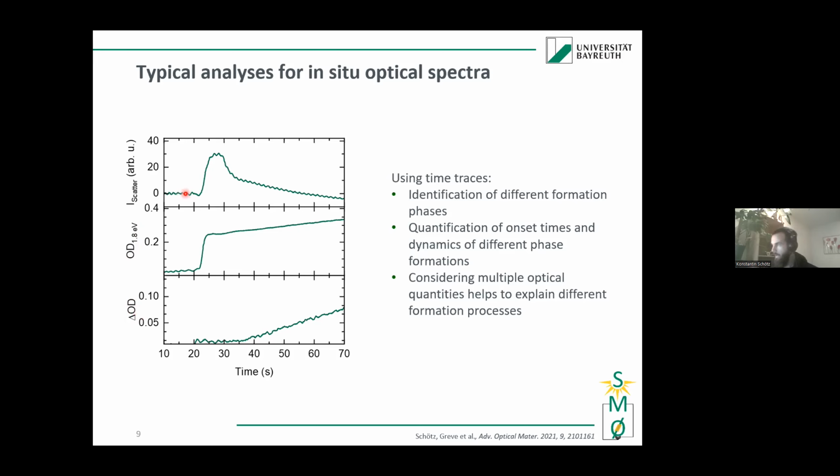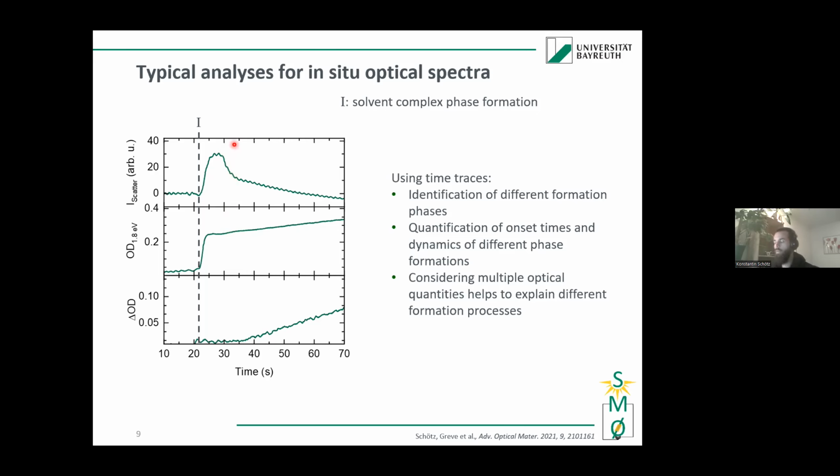Looking at these time traces, it is possible to identify different phases of formation. The first one is here at the moment where the scattering increases in both the optical density and the scatter signal. This is what we can associate with the formation of the solvent complex phase. Then we have here in the optical density again a small increase, very subtle. This could be either due to more scattering or to absorption in the signal. But looking at the intensity of the scatter LED, we see a clear decrease of the signal. So we definitely have absorption here.